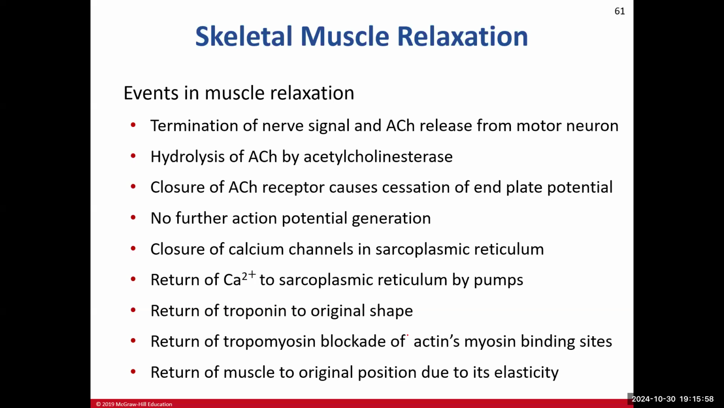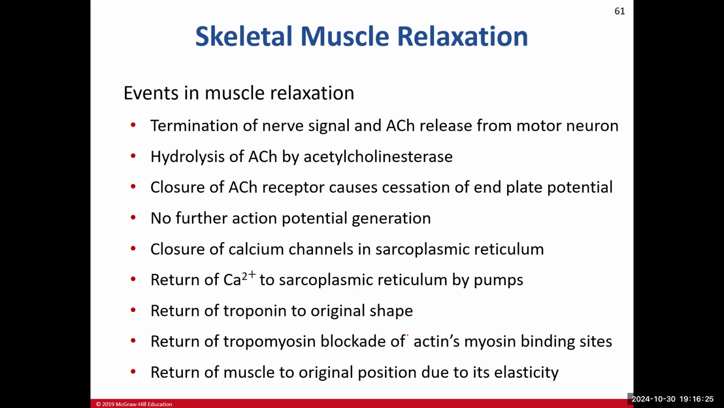I will encourage you folks to really understand the events of a muscle contraction, which is pretty much what we just did. This slide now pretty much talks about what we just learned in reverse, right? So essentially that's what we're going to see here. So let's go through it step by step. Events in the muscle relaxation. So to start off, we're going to shut our motor neuron off.